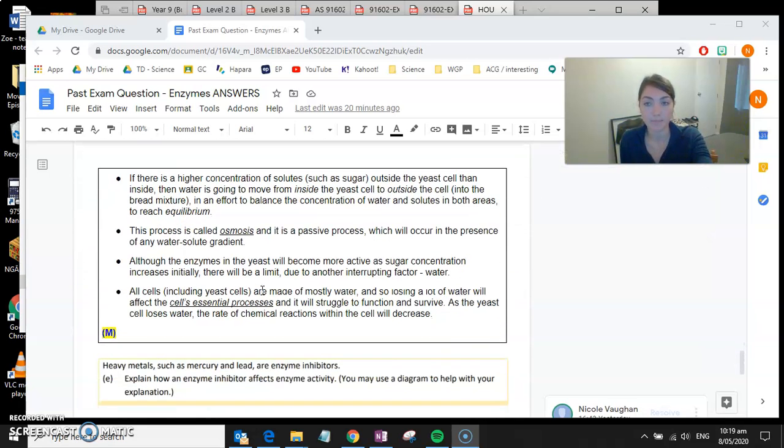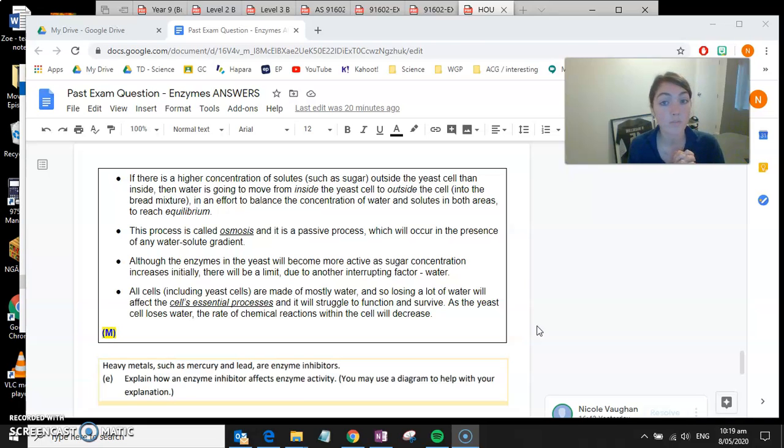So here's the model answer. If there is a high concentration of solutes outside the yeast cell, in this case we're talking about lots of sugar, then water is going to be moving from inside the yeast cell to outside into the bread mixture with the sugar in an effort to balance the concentration of water and solutes in both areas to reach equilibrium. That is our definition for which cell process. It is osmosis, the diffusion of water across a membrane, semi-permeable membrane.